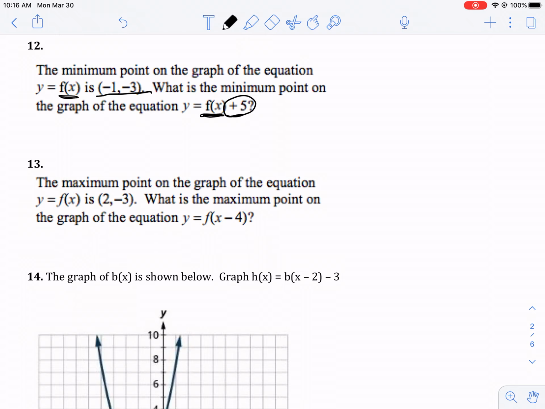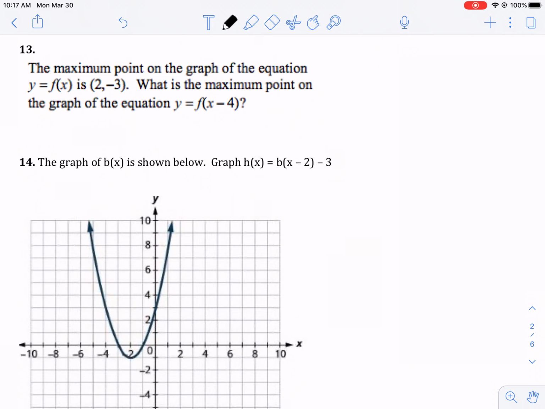Well, to have a plus 5 on the outside says it's a vertical shift. Vertical shift says it's going to go up 5 units. Well, up is a y direction, so I am going to add 5 to the y value of my coordinate, and that puts me at (-1, 2). Okay, you could always grab a piece of graph paper, graph this point, move it up 5, and see what the coordinates are. That's the other way.